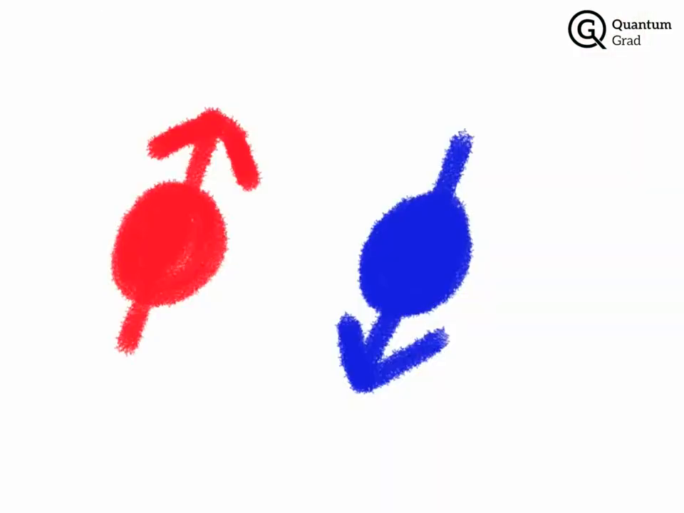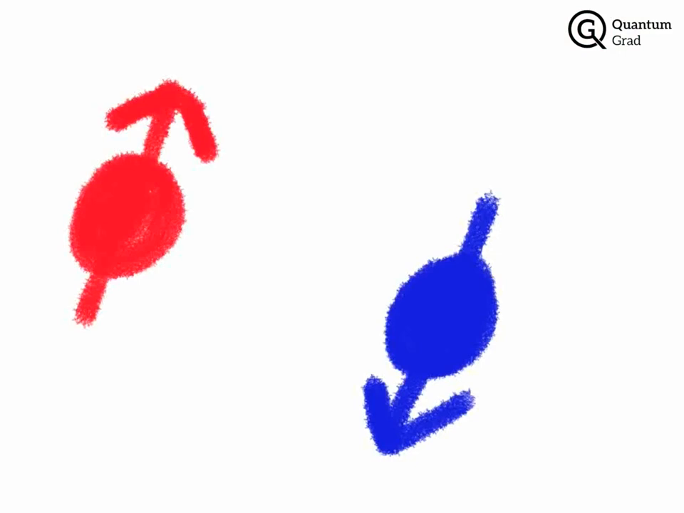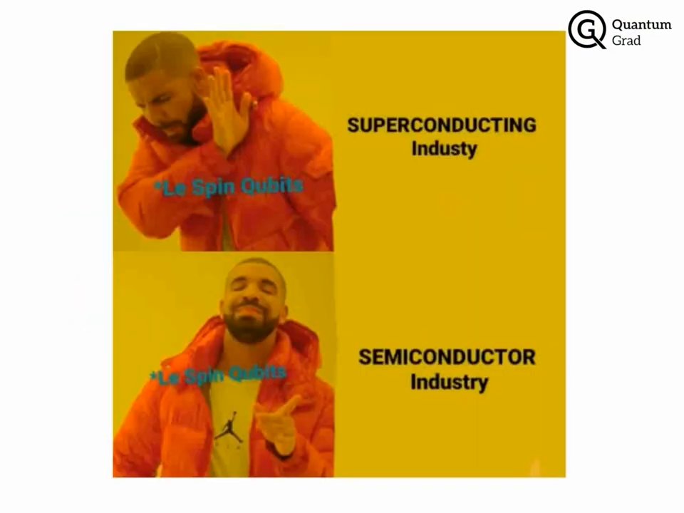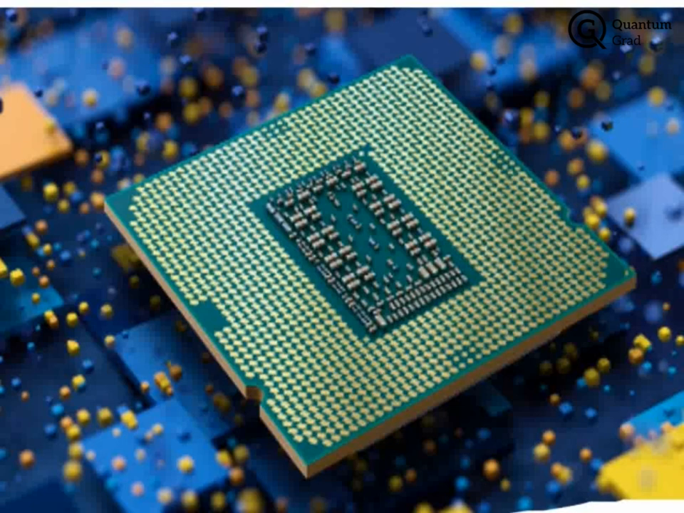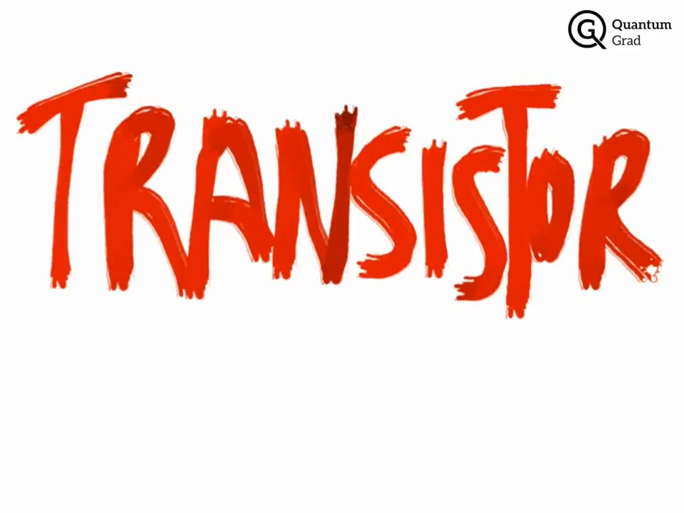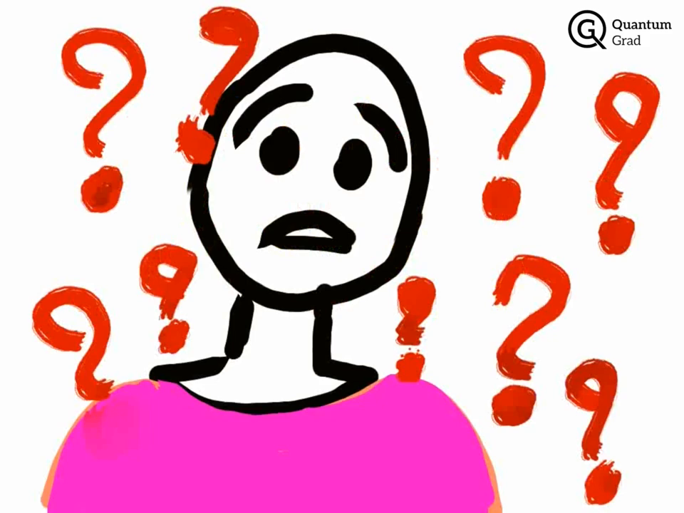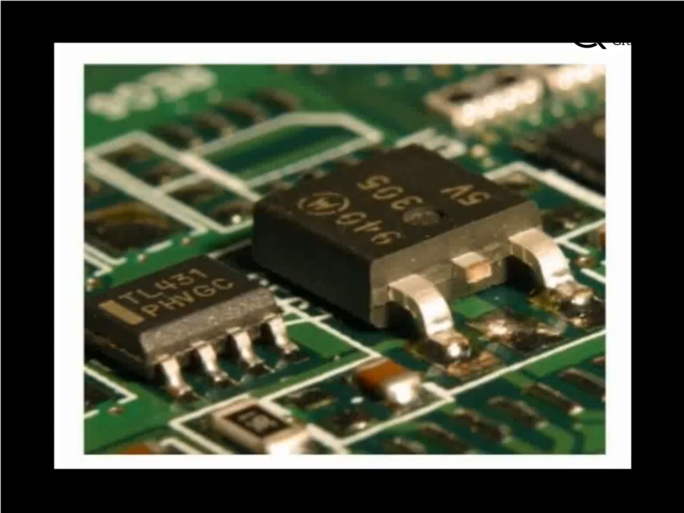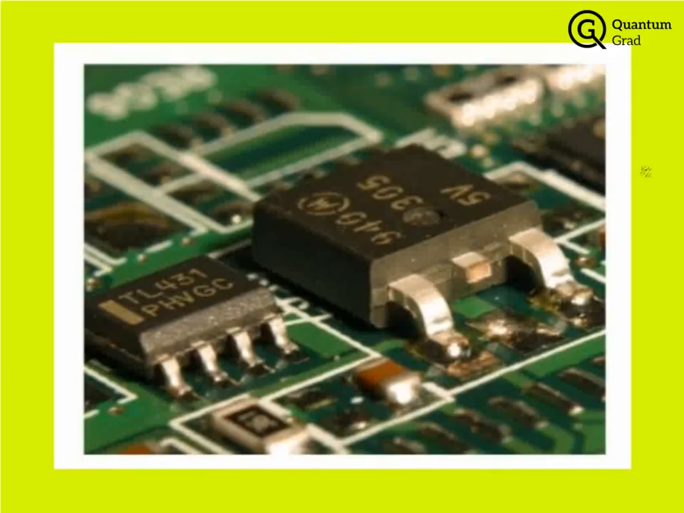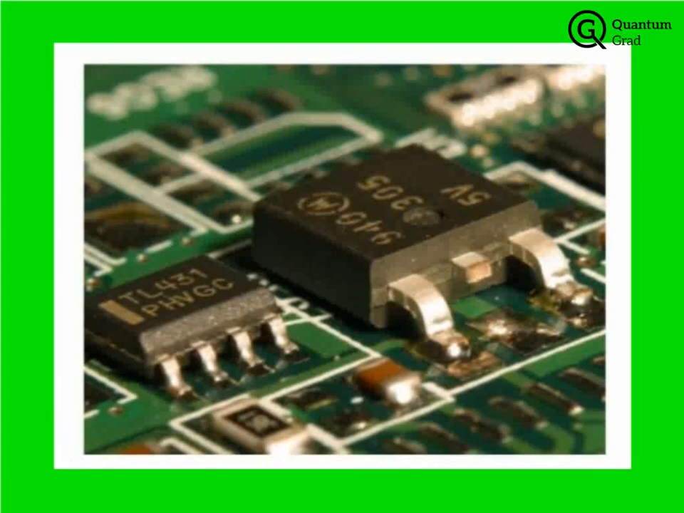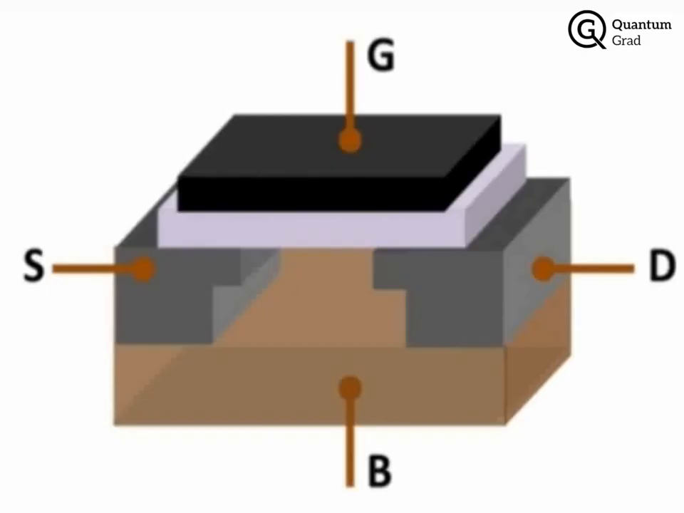Let me clear this right from the start. Spin qubits are generally related with the semiconductor industry and not the superconducting industry. In the current classical chips, the semiconductor industry plays a vital role. The most fundamental part of these chips is the transistor. Now, what is a transistor? A transistor is a switch controlling the flow of electrons between two contacts using voltage applied to a single gate.